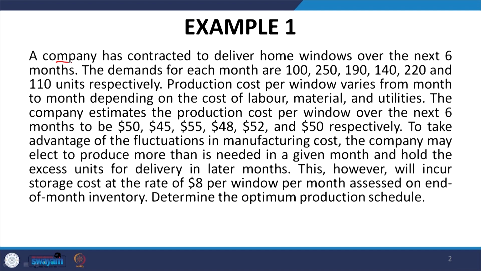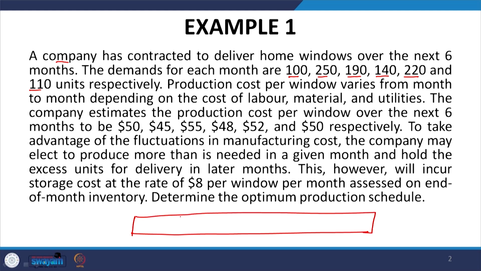The problem is: a company has contracted to deliver home windows over the next 6 months. The demand for each month is 100 units, 250, 190, 140, 220 and 110 units. So you have the demand level over a 6-month period. You can write it that way: months 1, 2, 3, 4, 5 and 6 with 100 units, 250 units, 190 units, 140 units, 220 units and 110 units.